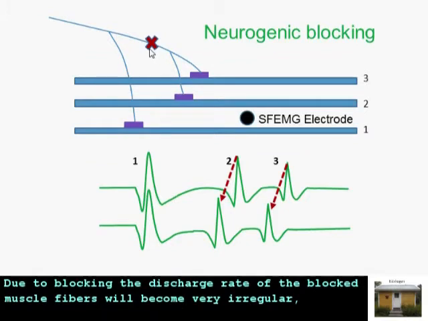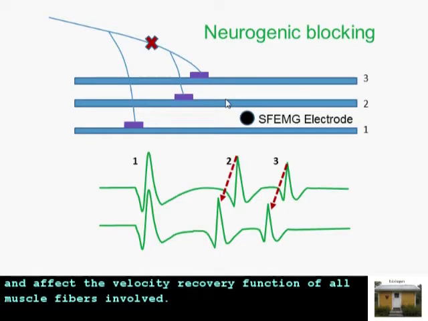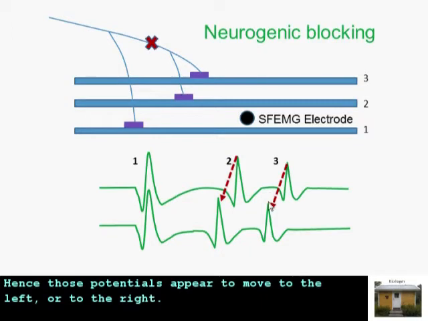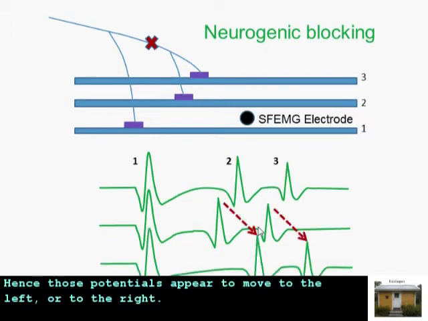Due to blocking, the discharge rate of the blocked muscle fibers will become very irregular and affect the velocity recovery function of all muscle fibers involved. Hence, those potentials appear to move to the left or to the right.